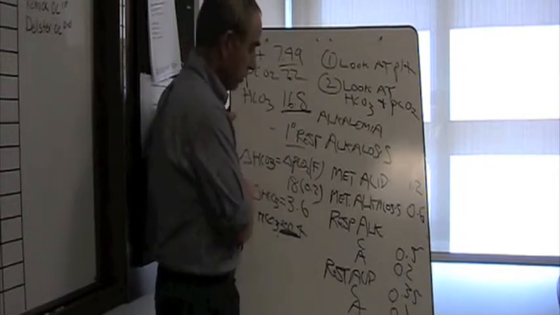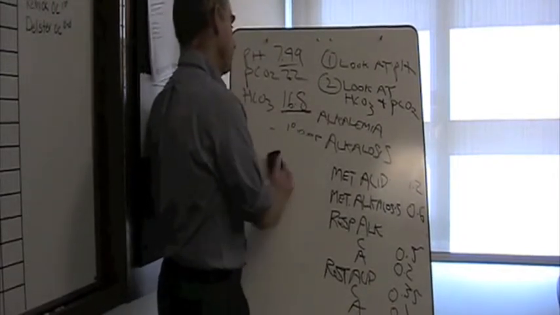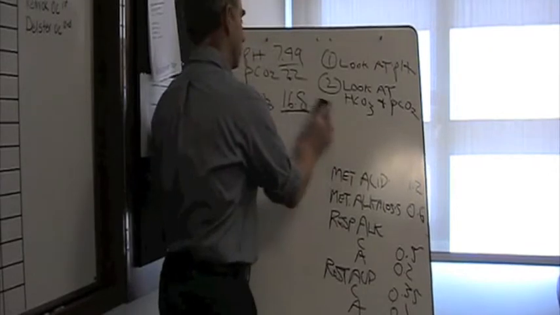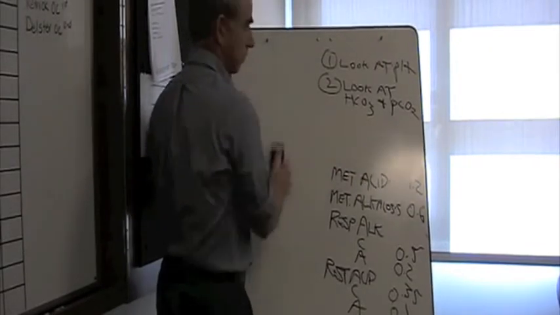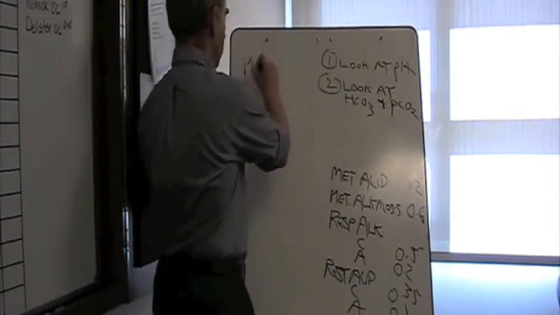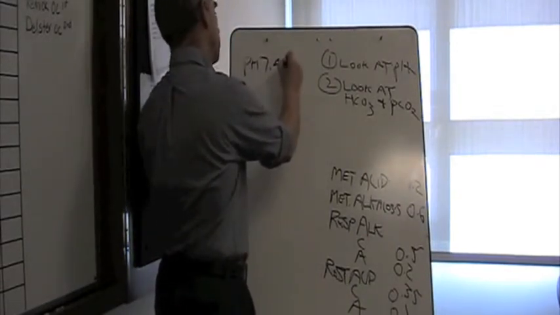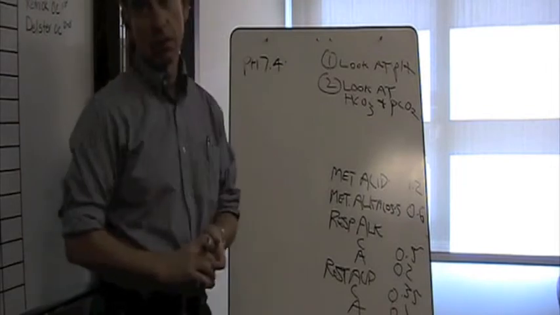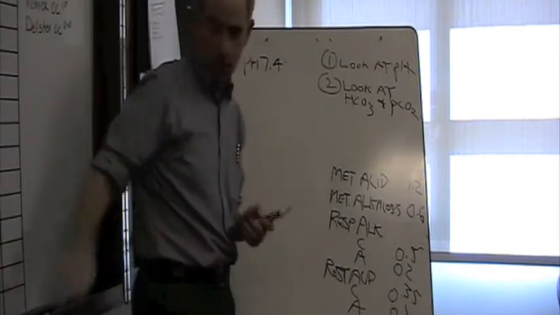Okay? All right, so let's do another one so you get the hang of it. pH is 7.40. 40? Oh, don't do one with 40. 39. 39? Okay.